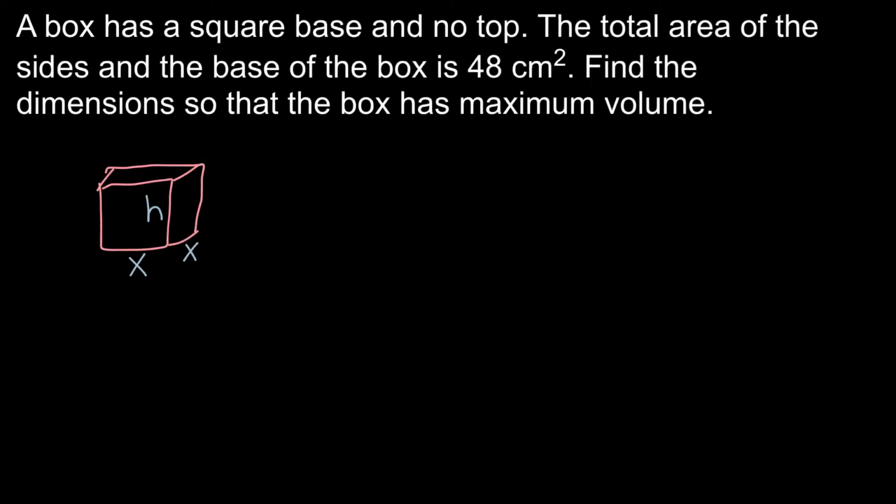Now here we have x, x, and h, and we need to relate that somehow to the volume. Well, the volume of a box is always going to be given by the length and width and height all multiplied together. So the volume of our box will be x squared times h. And this is what we're going to want to maximize. But we can't maximize it just yet because it has 2 variables, and for most minimum-maximum problems you want to get it down to just 1 variable. So we need to think, what other information are we given?